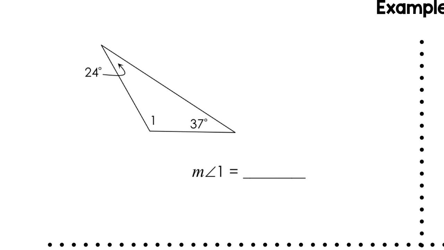All right, so we're going to go through some examples. So if we already know two angles of this triangle, all we have to do is subtract the two we know from 180 and we can find out the measurement of angle 1. So 180, take away 24, take away 37, gives us 119 degrees. So the measure of angle 1 is 119 degrees.